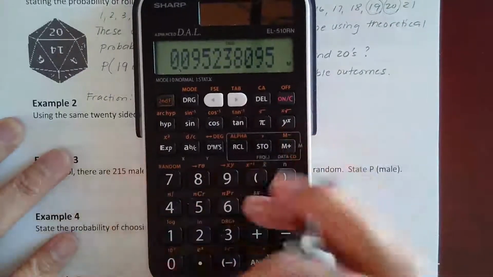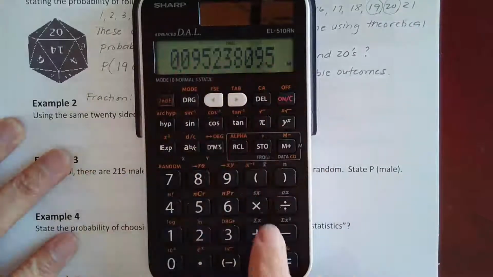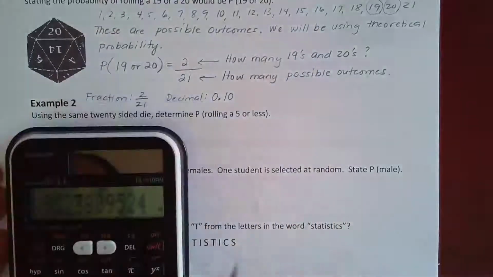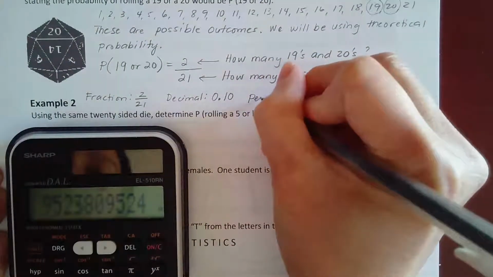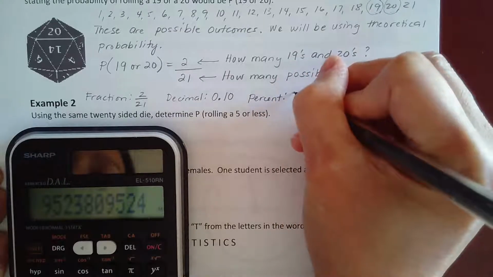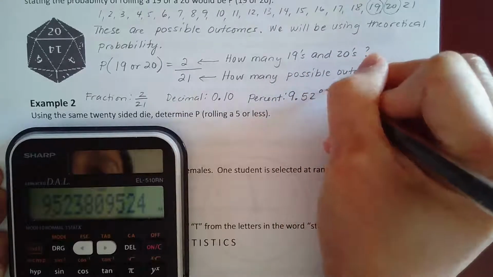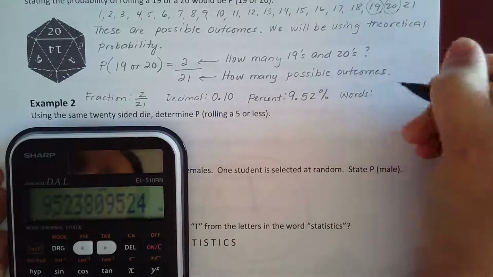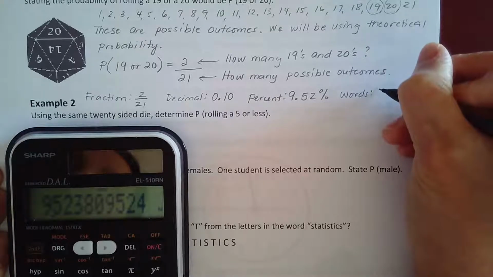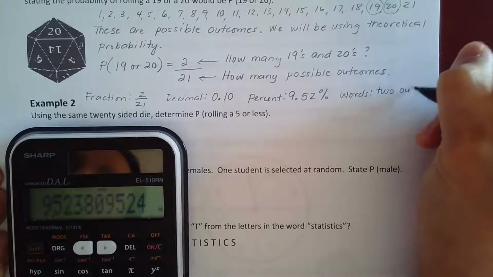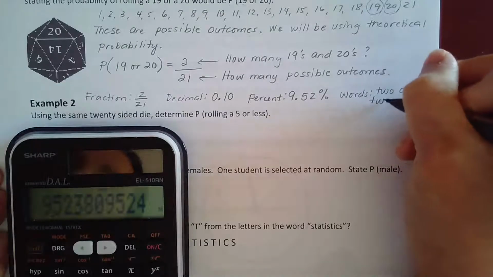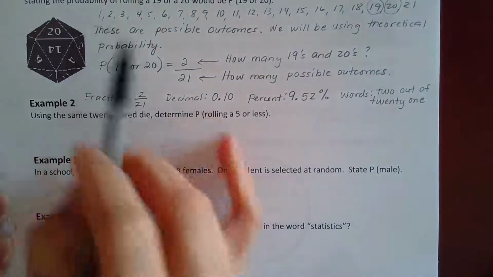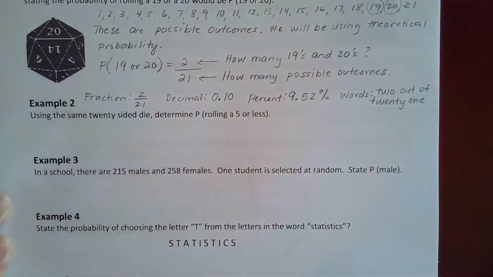Now, if we want to do percent, keep all of the decimals there and then multiply it by 100 to get 9.52%. And then in words, it's going to be 2 out of 21. Okay, so all of these are part of example 1.